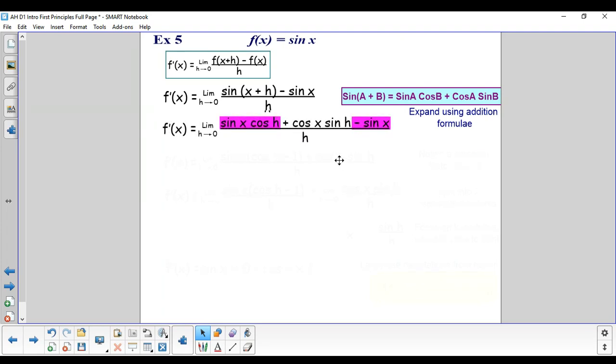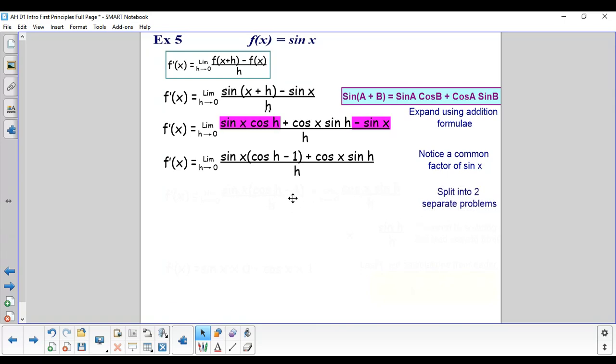This is in purple, not because they can cancel out this time, but because you can see there's a common factor of sine x. So what we're going to do next is pull out the common factor of sine x, and we will get that. So sine x has the cos h beside it, and then if you pull out sine x, you'll have minus 1. Very complicated looking, so what we're going to do is separate them into two separate parts. So we're going to have sine x with the bracket all over h as 1, and then have, and we'll put the limit here as well, cos x sine h over h.